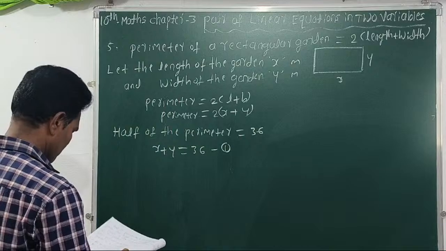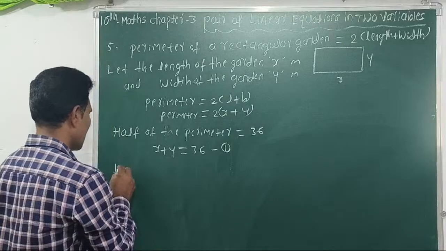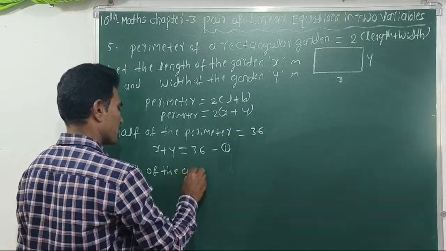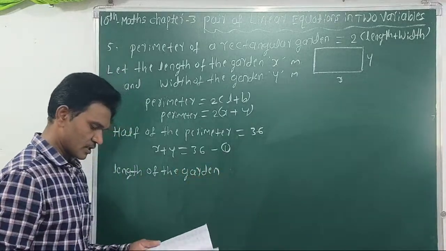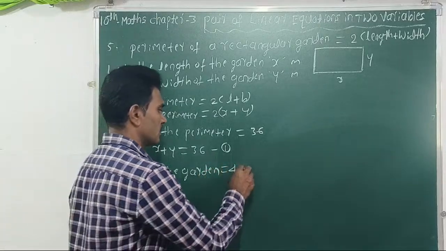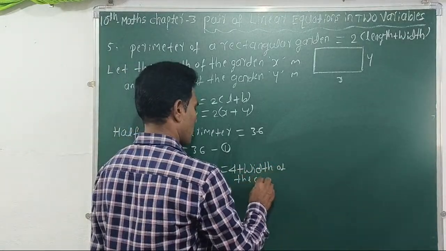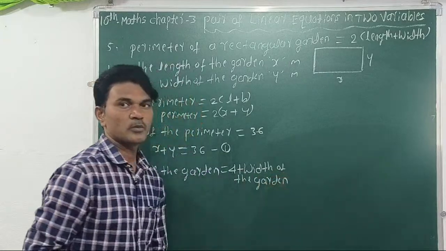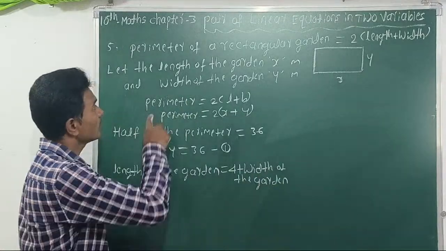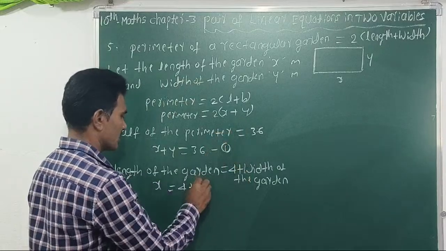And length of the garden, they have given one more condition. Length of the garden is equal to 4 plus width of the garden. Length of the garden means x. We have taken length as x. 4 plus width of the garden means y.